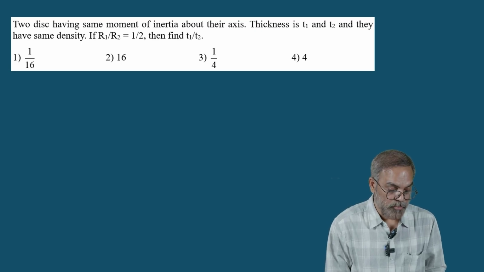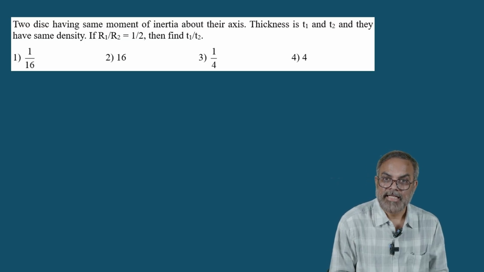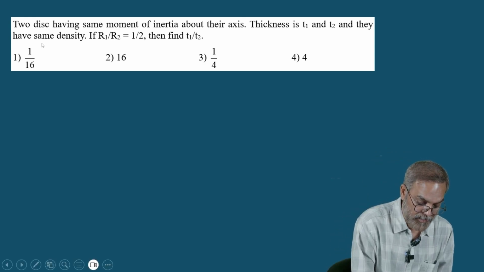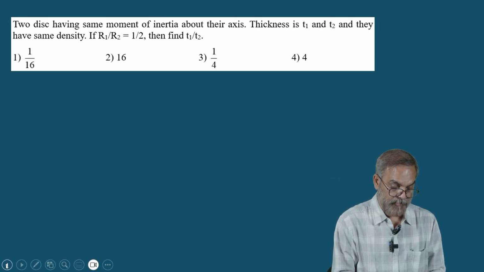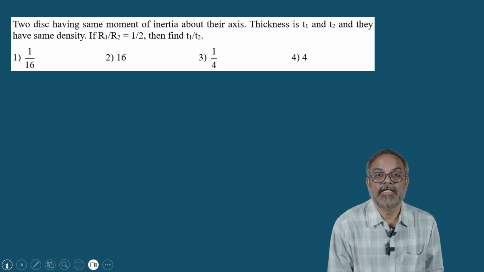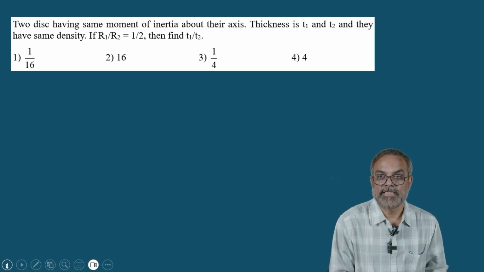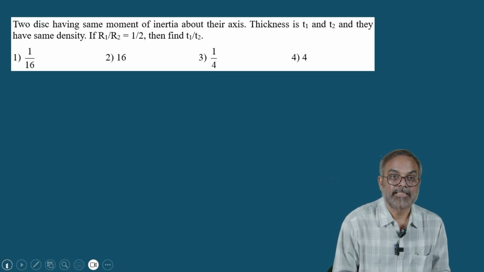It's given there are two discs having same moment of inertia about their axis. The thickness is T1 and T2, and they have same density. So this point is very, very important, same density, right? And if r1 over r2 is 1 by 2, then we have to find out the ratio of thickness t1 over t2. Here it is understood that r1 r2 refers to the radius of the disk. Okay, so it's a very straightforward question.